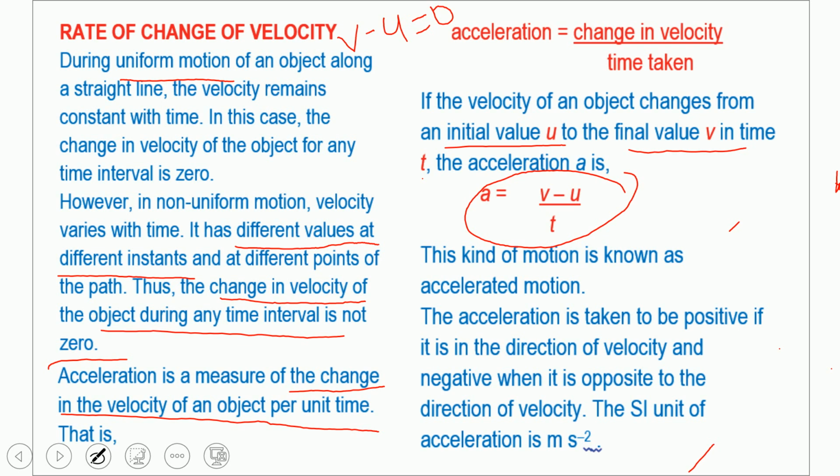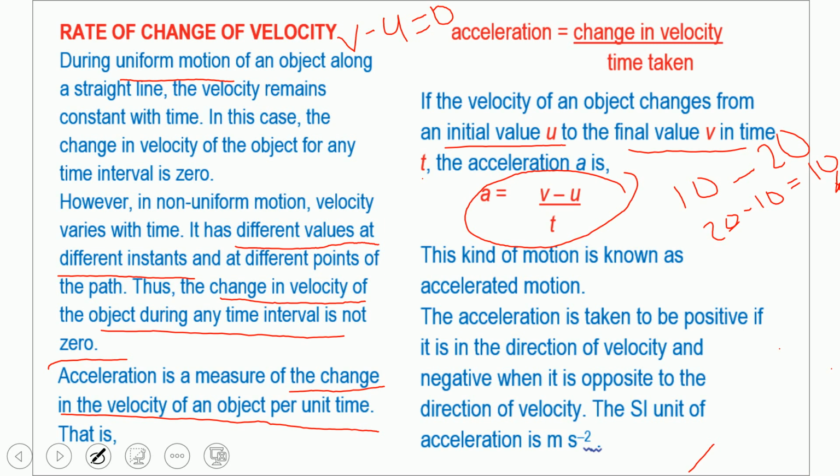Now this acceleration can be negative or it can be positive. Now let's see when it is positive and when it is negative. Now we see it is from 10 to 20. So here it is 20 minus 10, which is 10. That is positive acceleration.